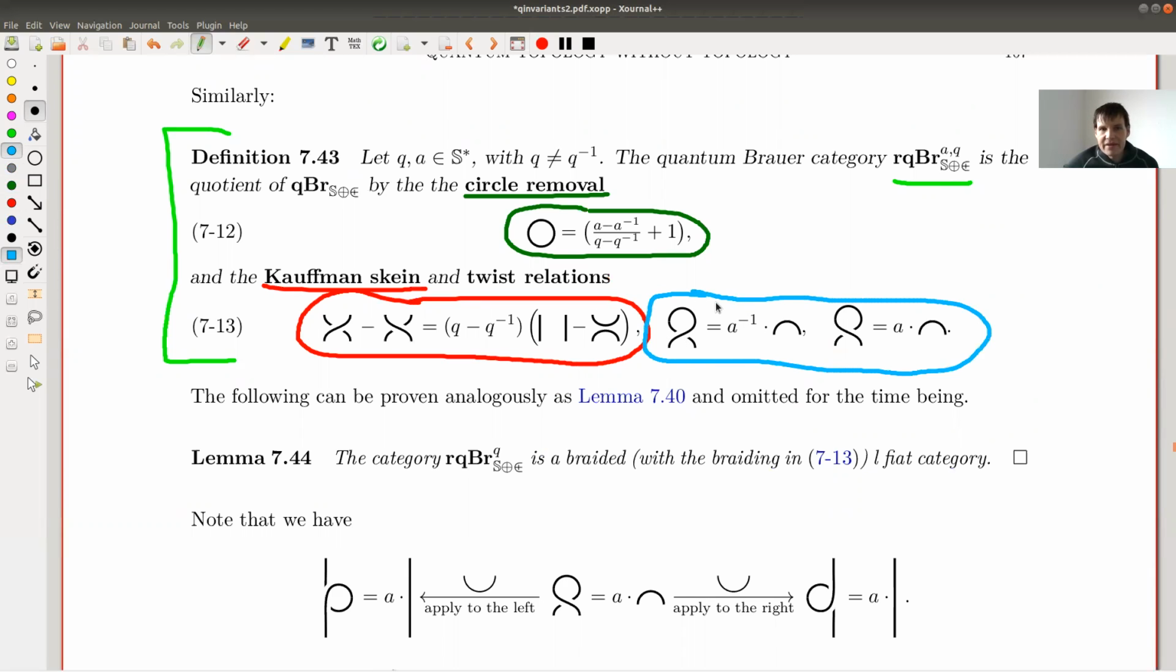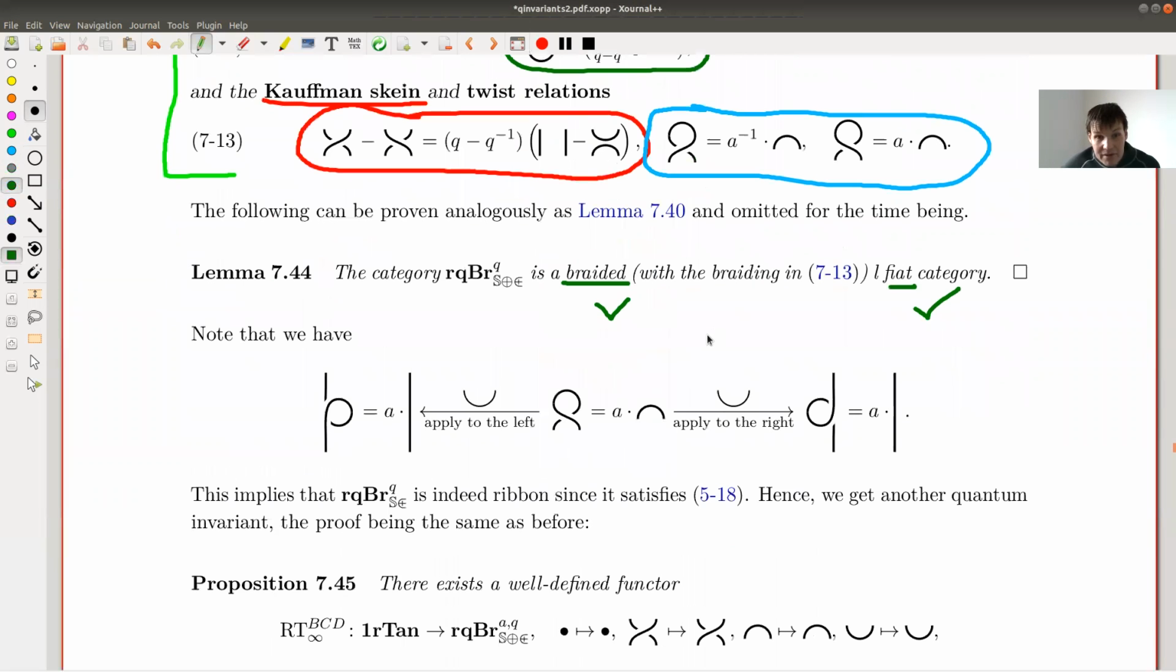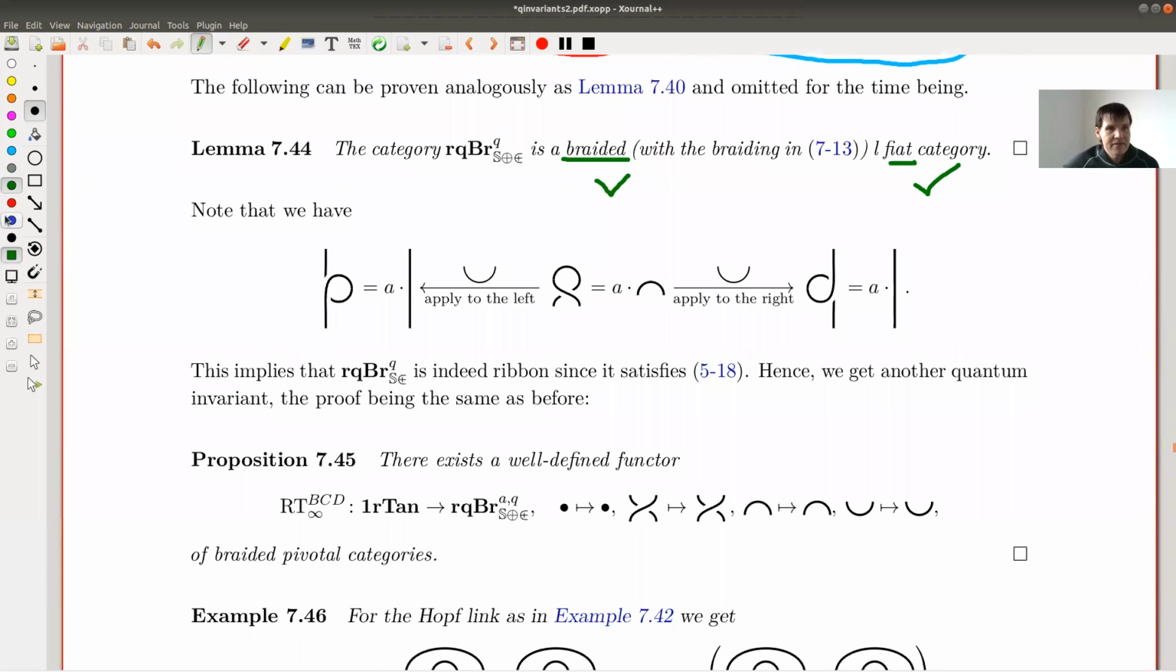So it's really the same idea. It's just a bit more complicated because it's Brauer and not Temperley-Lieb anymore. But the statement is the same. It's a braided Fiat category, and you get another quantum invariant. It's the same idea.